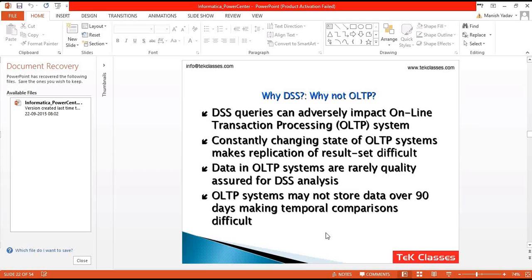And also the constantly changing state of OLTP systems makes replication of result sets difficult. Obviously it's changing daily, every minute it might be changing actually. So data in OLTP systems is rarely quality assured for DSS analysis. It's not for reporting analysis, so we are not testing it quality-wise on a daily basis. Then again, because of the size of the database, they are storing less data only.